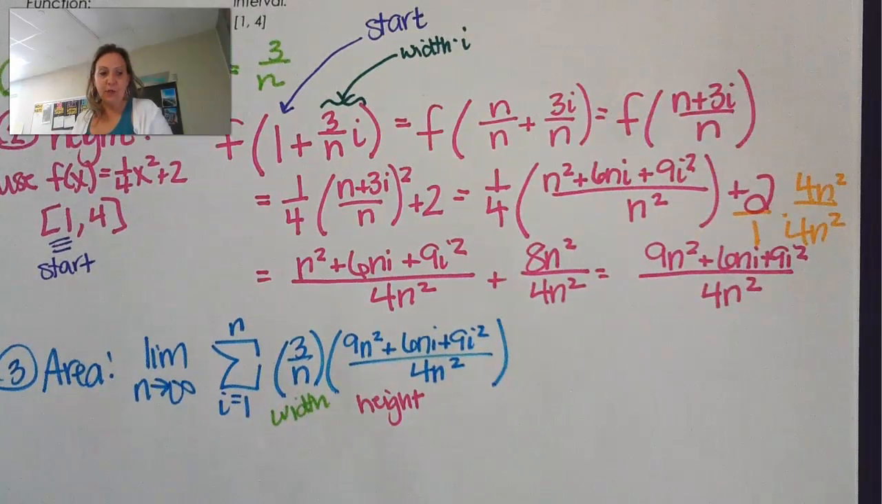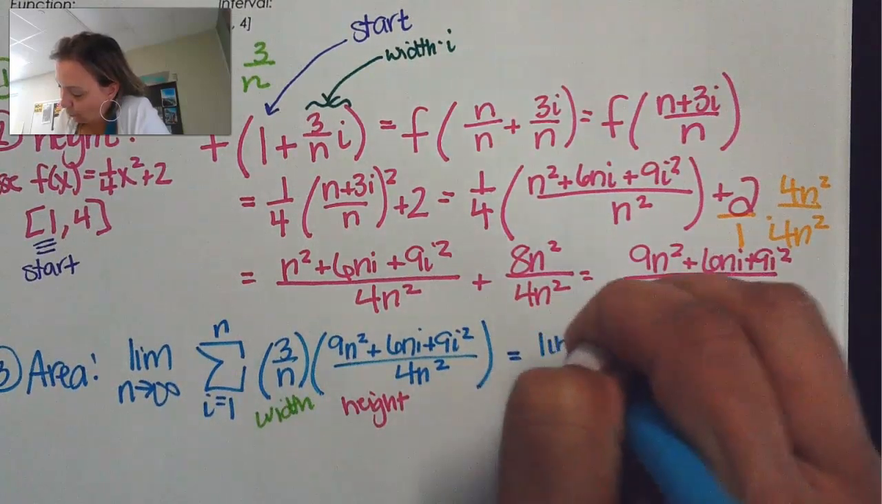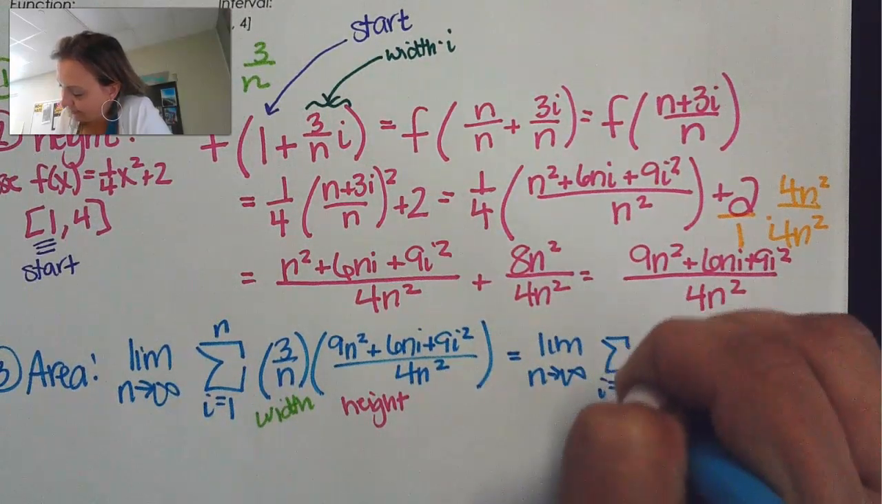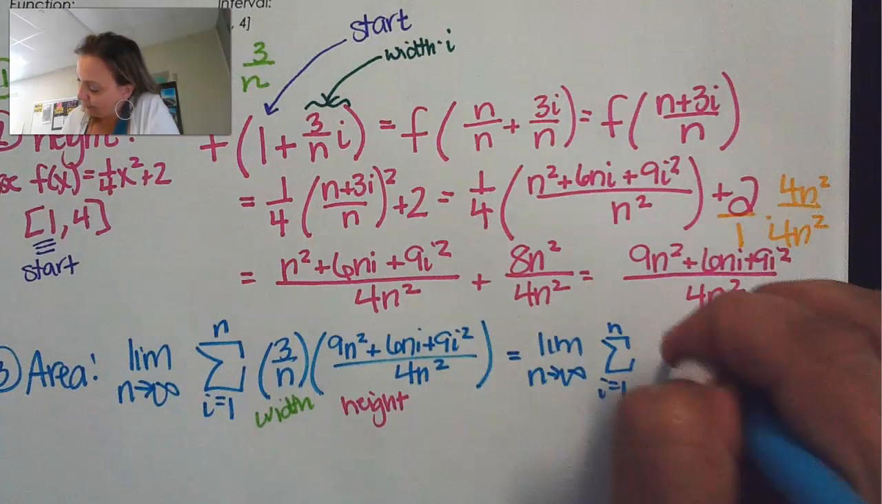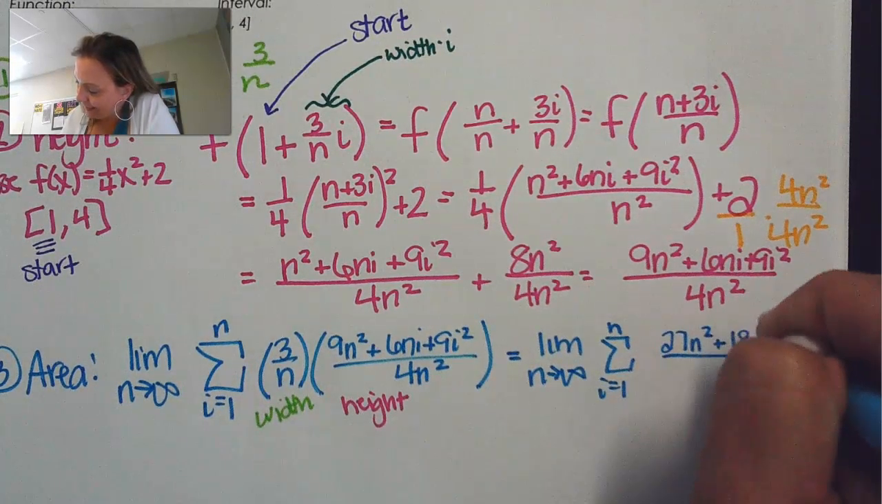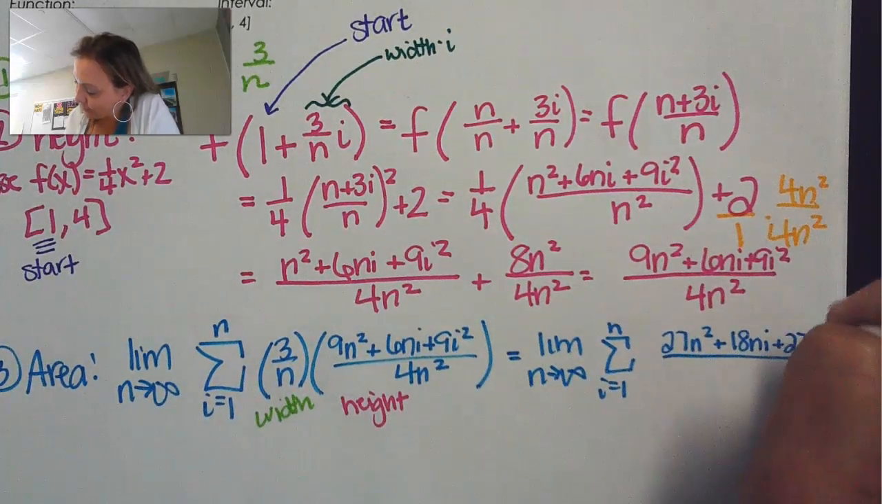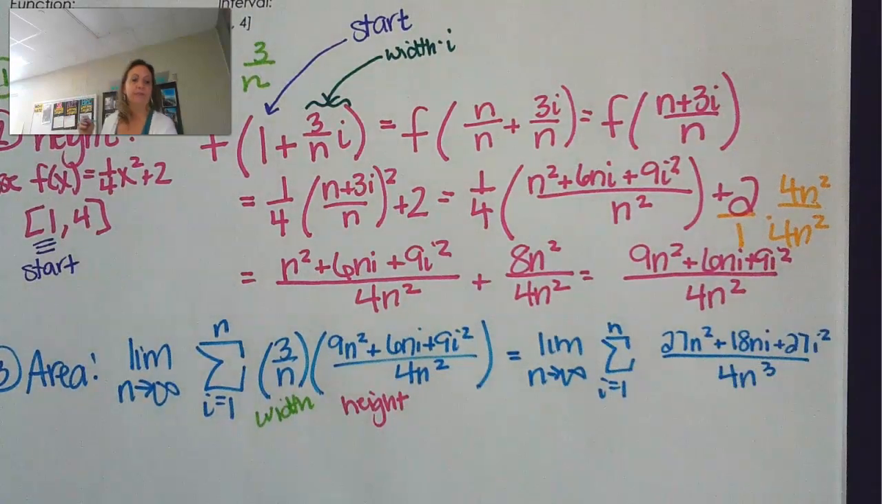Okay, so let's maybe make this just into one fraction instead. So I'll just distribute this 3. So I have 27n squared, 18ni, 27i squared over 4n cubed. Okay.